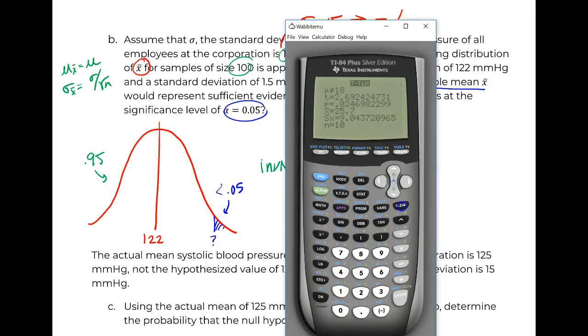So let's see this thing. Second distributions. Second button, distributions. Inverse norm 0.95, comma 122, comma the 1.5. Because we want sample means, not x's. So 124.47.